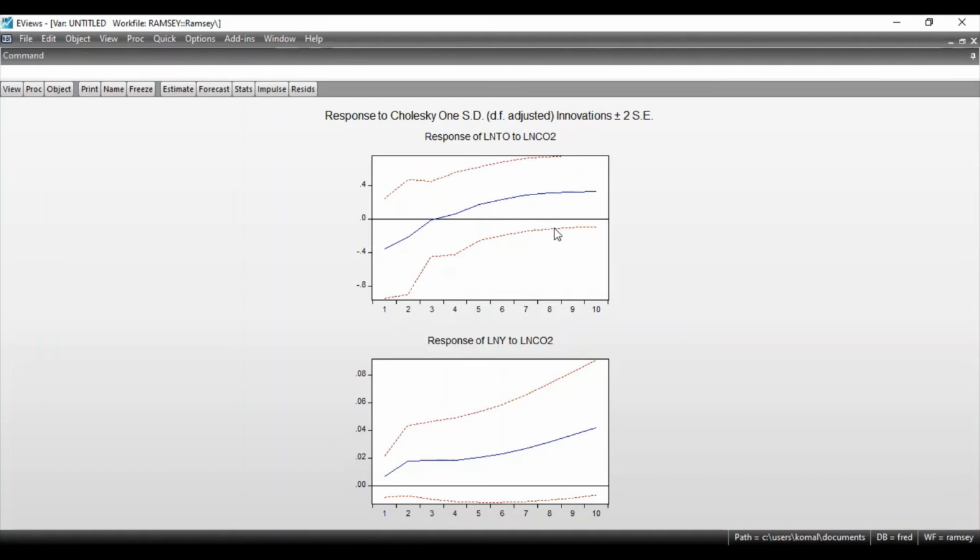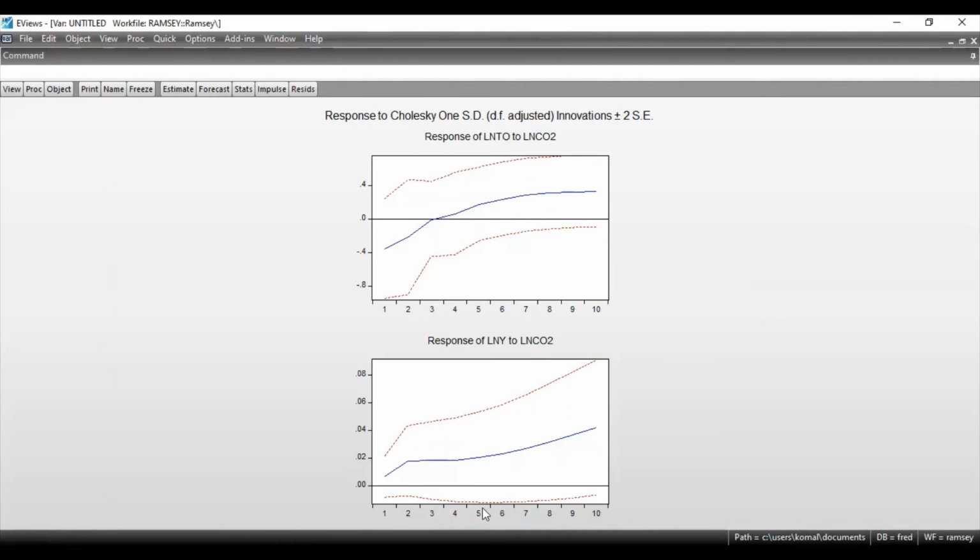Okay, now look at the first graph. So this indicates that any impulse or innovation or any shock in the dependent variable will result in an increase in the response of the independent variable. As you can see, this blue line is showing an upward trend. It means that with any innovation or any change in the carbon dioxide emissions, the trade openness will increase, because this impulse response function is for this trade openness independent variable.